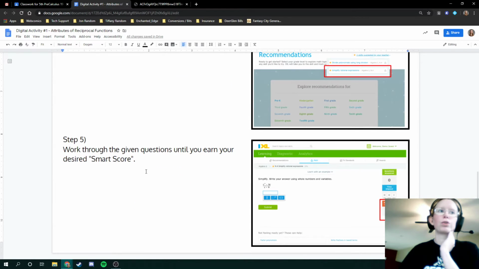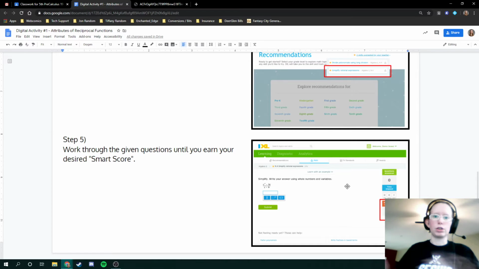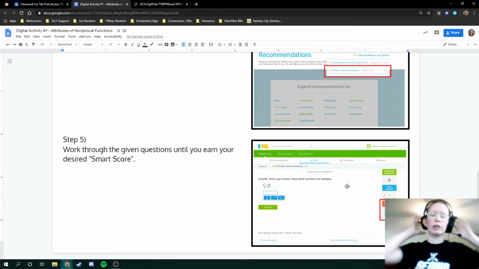And then you'll work through the given questions until you reach your desired SMART score. So it's a little bit like TSI in that it grows with you. So the more questions you get right, the fewer ultimately that you need to do, which is quite nice. But if you keep getting questions wrong, it'll slow down. It'll offer you some hints and tricks and things like that. It has like learn with an example and whatnot. Okay. And then whatever SMART score you get, that's the grade that will transfer into Google Classroom next week.